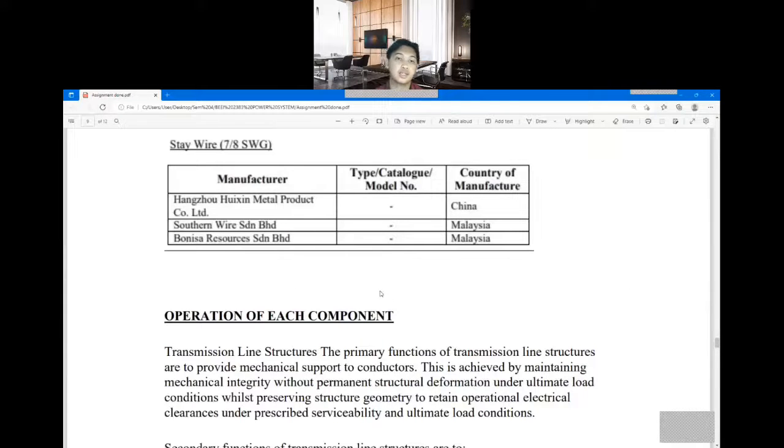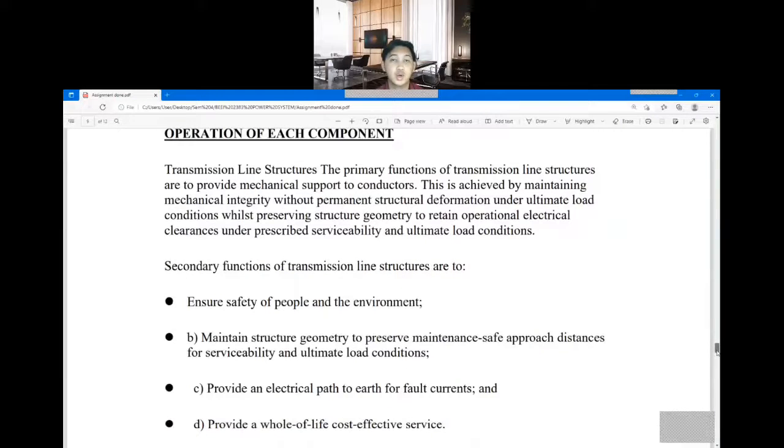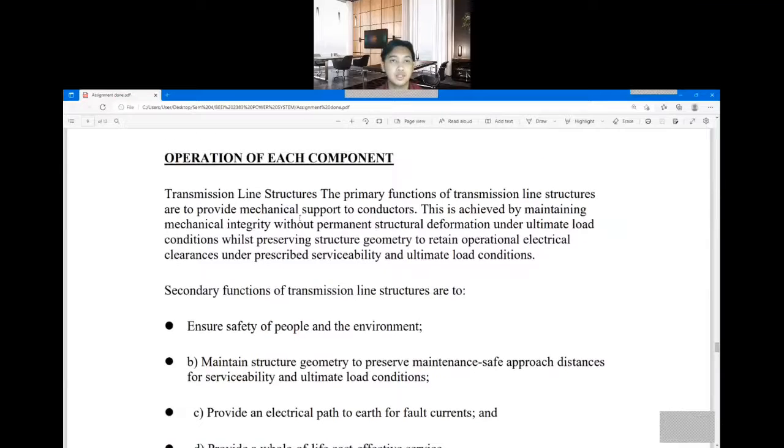So, okay. Lastly, we'll proceed to the operation of each component. So, as you can see, the primary function of transmission line structures is to provide mechanical support to the connecting conductors. This is achieved by maintaining mechanical integrity without permanent structural deformation under ultimate load condition, while preserving structure geometry to retain operational electrical clearance under prescribed serviceability and ultimate load conditions.